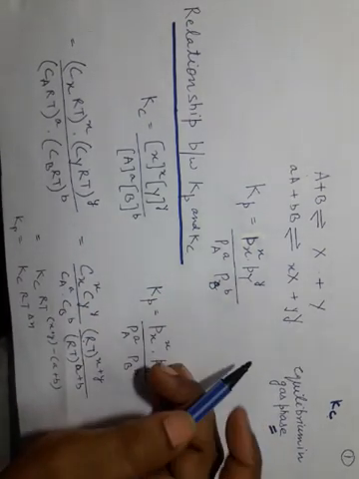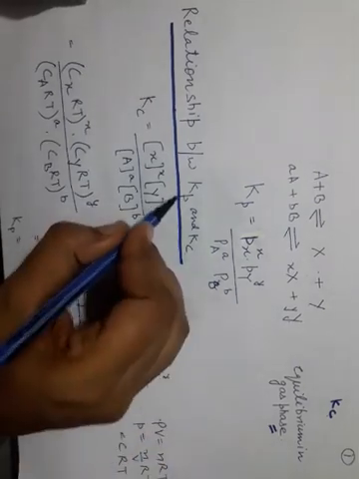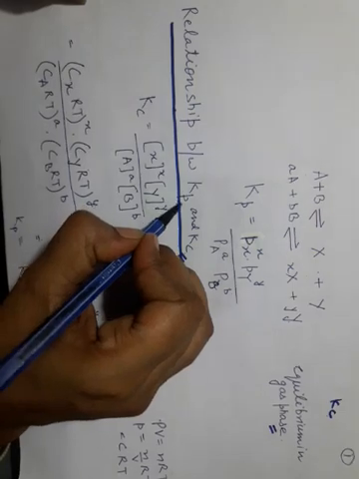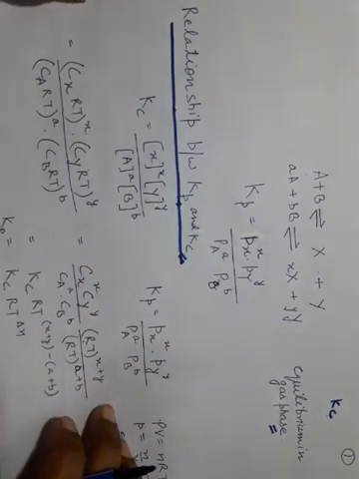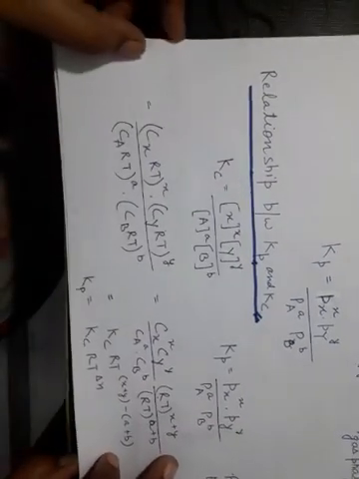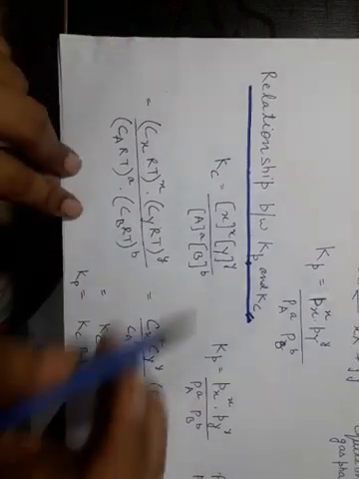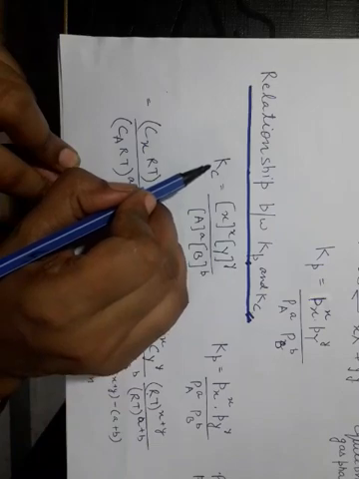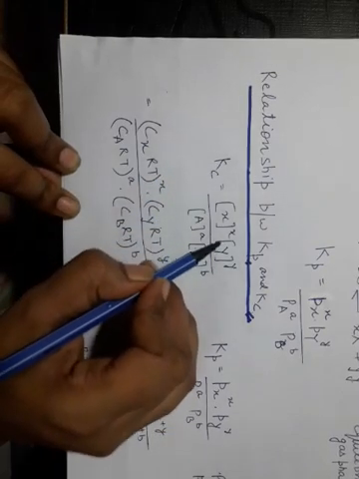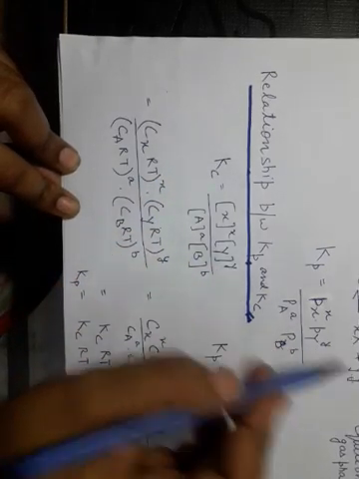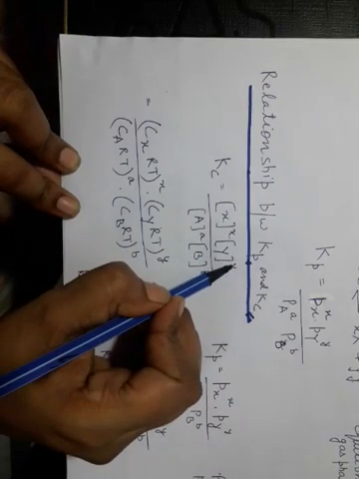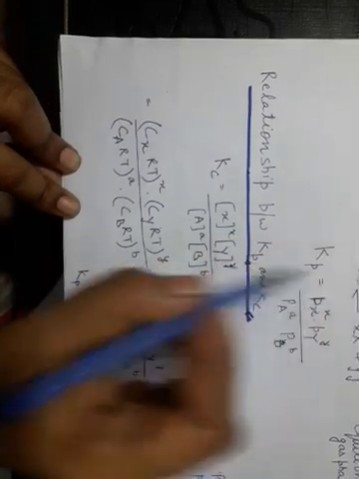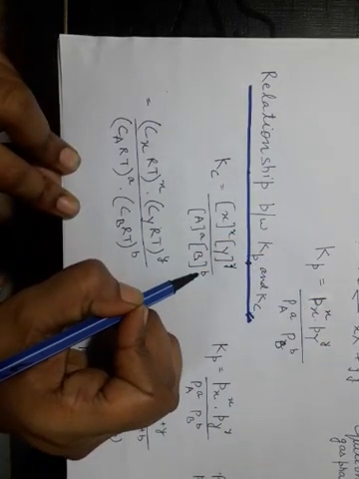Now we have to derive the relationship between Kp and Kc. That means if they are given in concentration terms or in atmospheric form, we have to calculate their relationship. So students, in our previous lecture we studied that Kc is equal to the product of concentration of products raised to the power of their stoichiometric coefficients divided by the product of concentration of reactants raised to the power of their stoichiometric coefficients.